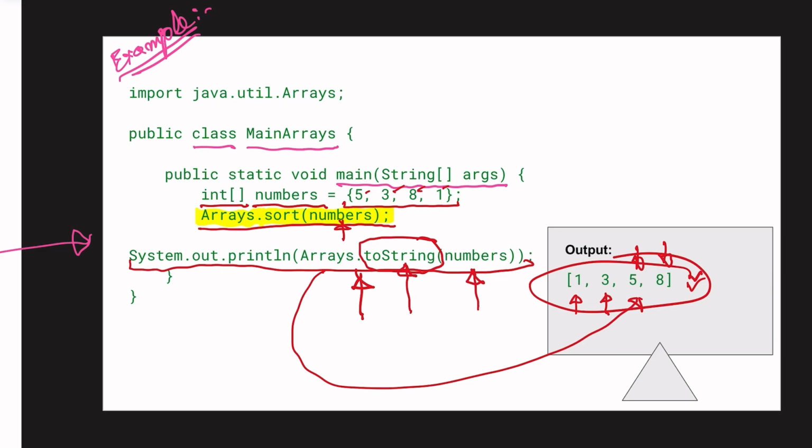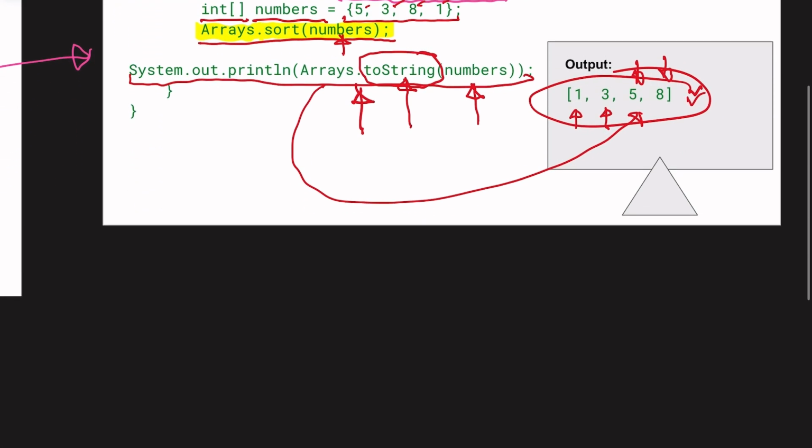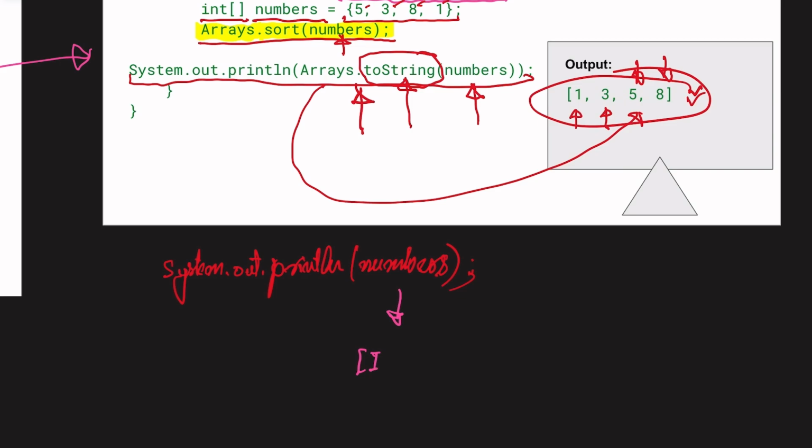If you just write System.out.println(numbers), it will print something like [I@1a2b3c4. This is because you are printing the reference of the array object, not its content.